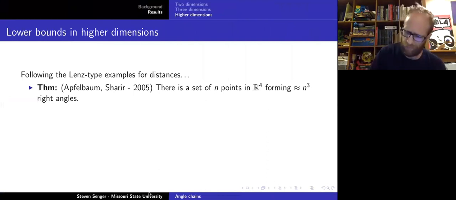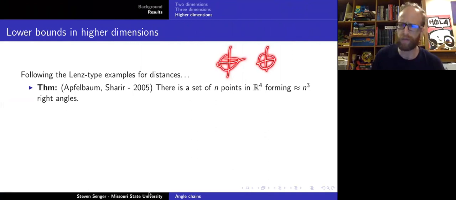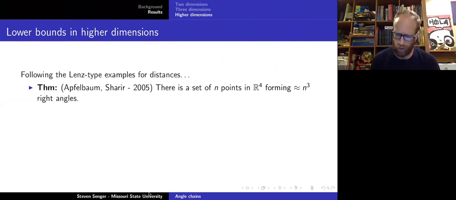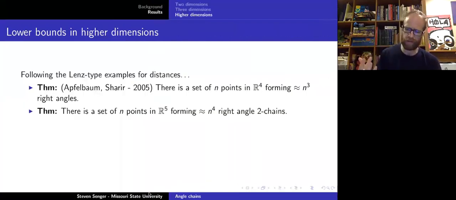You remember the lens example for distances was the two orthogonal circles in R^4 or higher. Well, similarly, Applebaum and Scherer showed that there's a set of endpoints in R^4 forming n cubed right angles. So that's going to be trivial. Well, we can modify this to get, in R^5, a set of endpoints that give us n to the fourth right angle 2-chains. So this is trivial because, again, a 2-chain is going to be a set of 4 points. So we've got as many 4-tuples as possible.